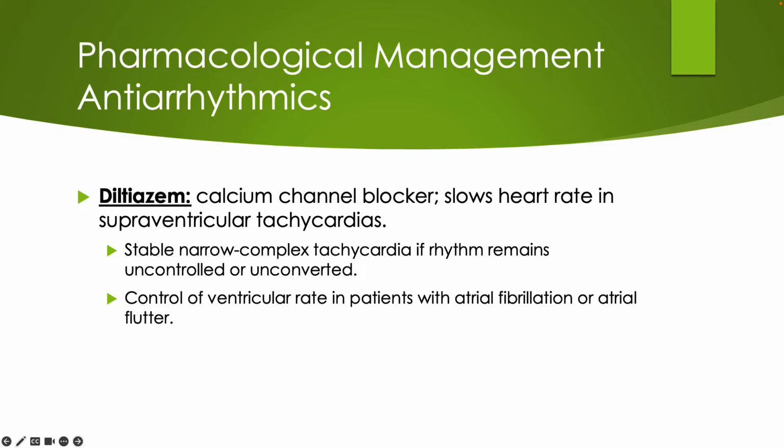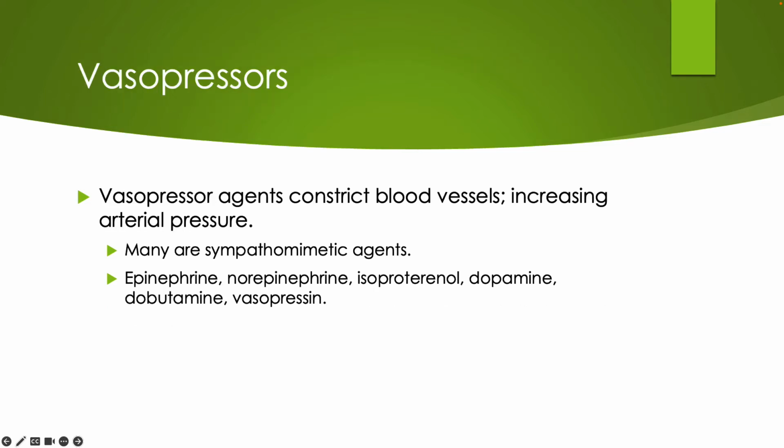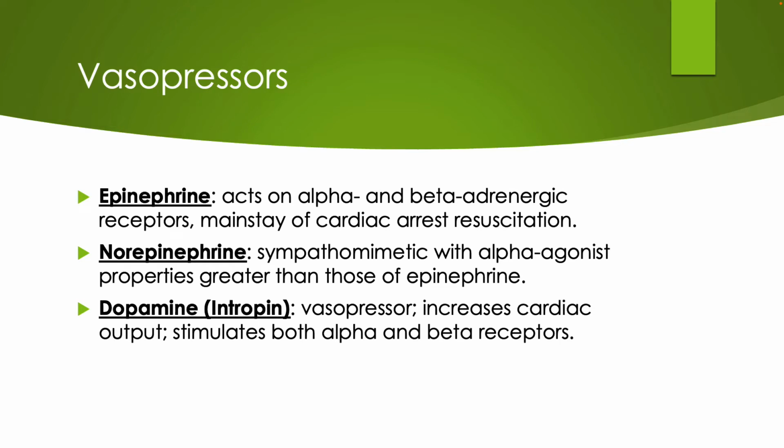Moving on to vasopressors. Vasopressor agents constrict blood vessels. Most of them are sympathomimetics, such as epinephrine, norepinephrine, isoproterenol, dopamine, dobutamine, and vasopressin. Epinephrine is a non-selective adrenergic agonist. It acts on alpha and beta adrenergic receptors. It is a mainstay for cardiac arrest resuscitation. Norepinephrine is a sympathomimetic with alpha agonist properties greater than those of epinephrine.